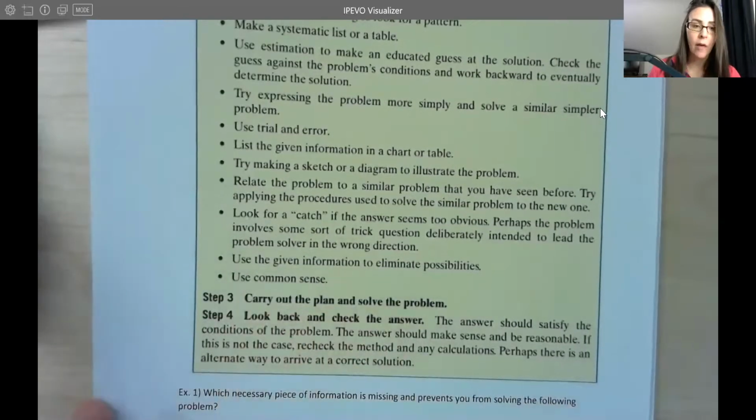Carry out your plan, solve the problem, and then look back and check the answer. So the answer should satisfy the conditions of the problem. So it should actually answer the question, right? Make sure you've answered the question. And it should make sense and be reasonable. So like I said, if you're getting answers or your strategy involves something that doesn't seem reasonable, doesn't make sense, then go back and try again.